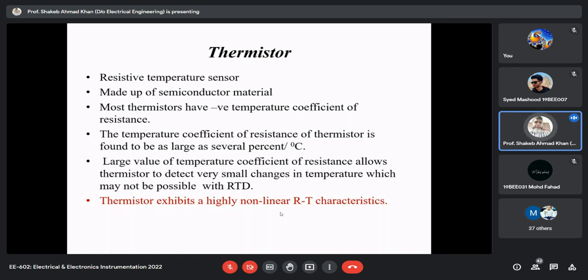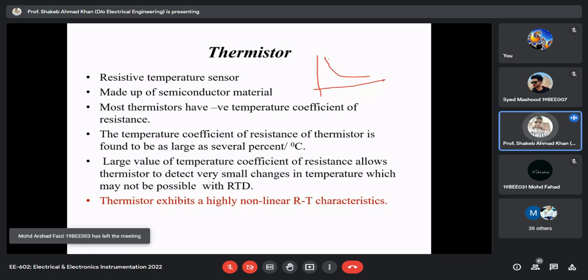This nonlinear RT characteristic is a big issue with the thermistor, and that's why it is not as popular as the RTD, although the RTD is not as sensitive as the thermistor. The RTD also has a nonlinear relation, as I told you, but it is not as nonlinear as the thermistor. The thermistor has a severe, highly nonlinear characteristic, a very exponential kind of RT curve.